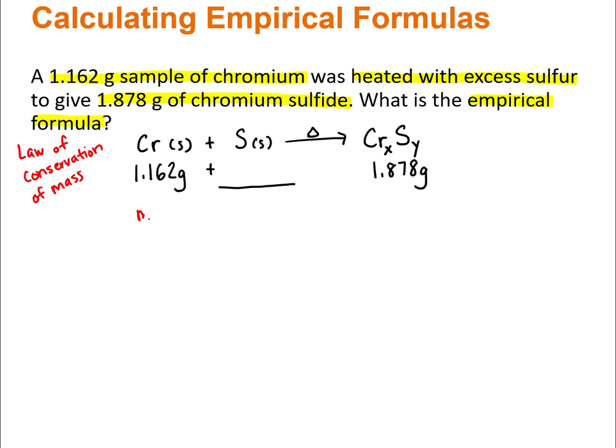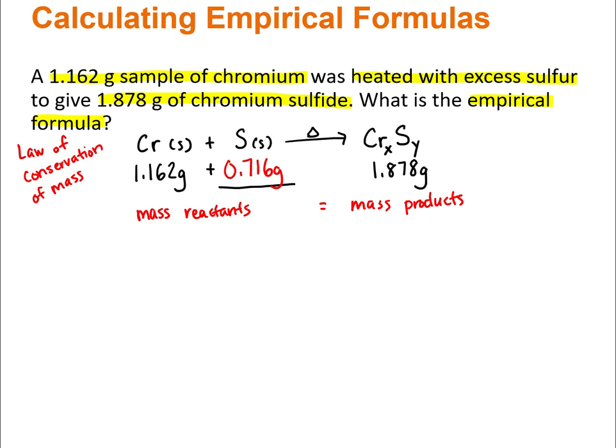What that means is the mass of the reactants is equal to the mass of the products. So the sum of the chromium plus the sulfur should equal the mass of my product. We can figure that out, what the sulfur is, by subtracting the mass of the chromium from the mass of our product. When you do that, you get 0.716 grams.